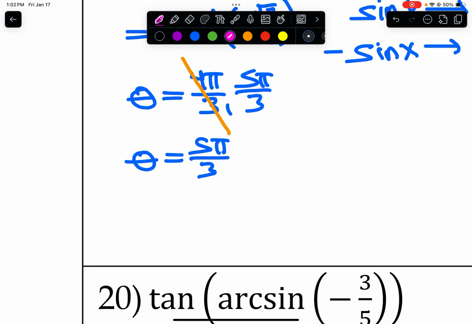However, it's not in the interval from negative root, nope. Ooh, y'all, this video is long. My brain is not working.